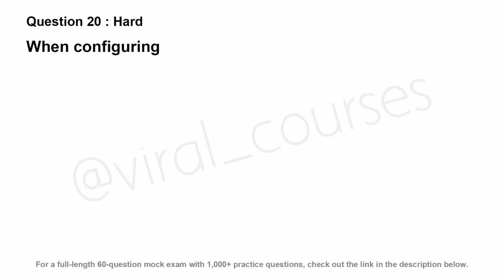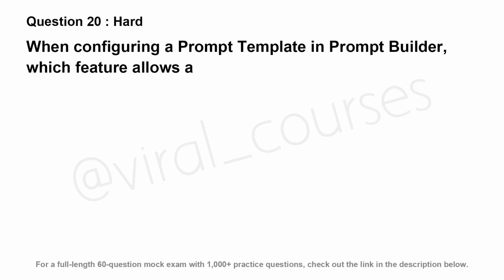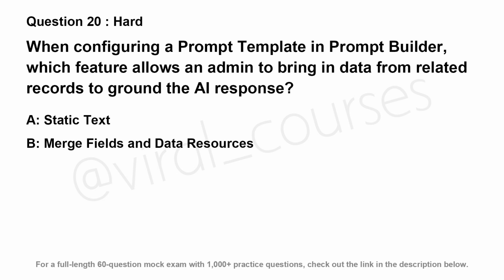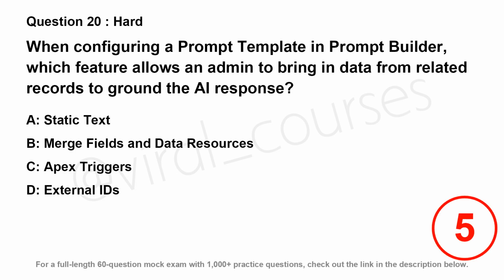When configuring a prompt template in Prompt Builder, which feature allows an admin to bring in data from related records to ground the AI response? Option A. Static text. Option B. Merge fields and data resources. Option C. Apex triggers. Option D. External IDs.